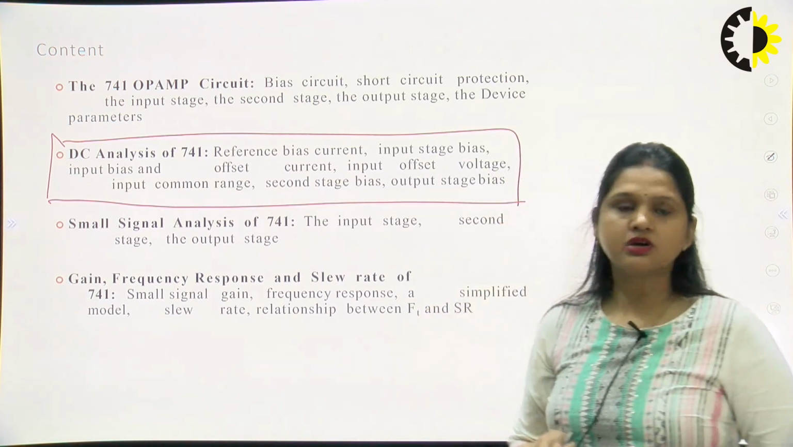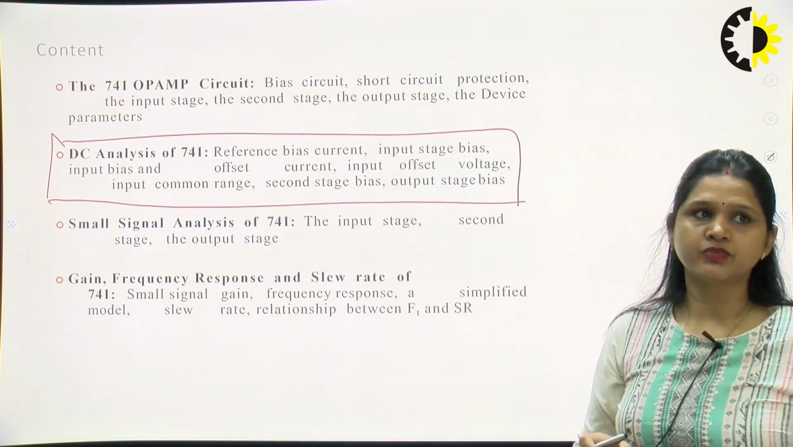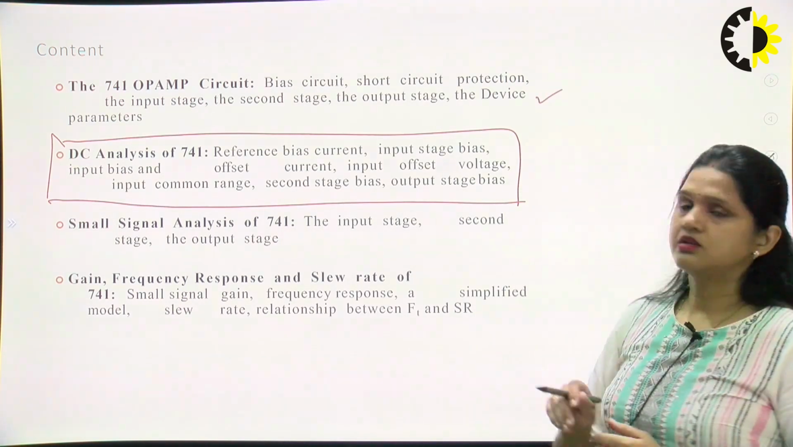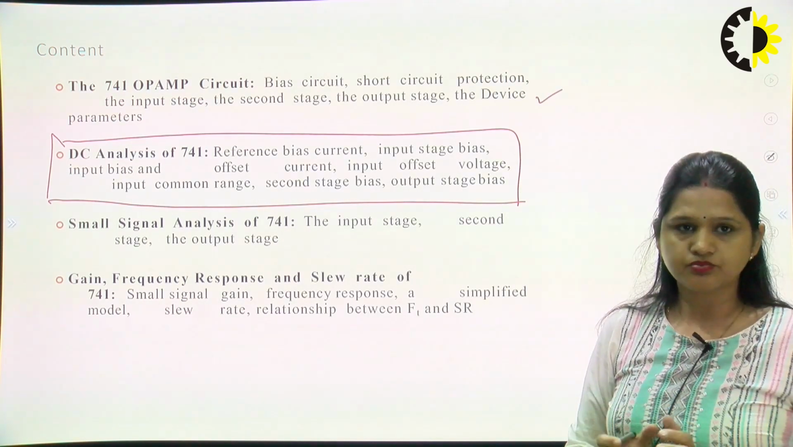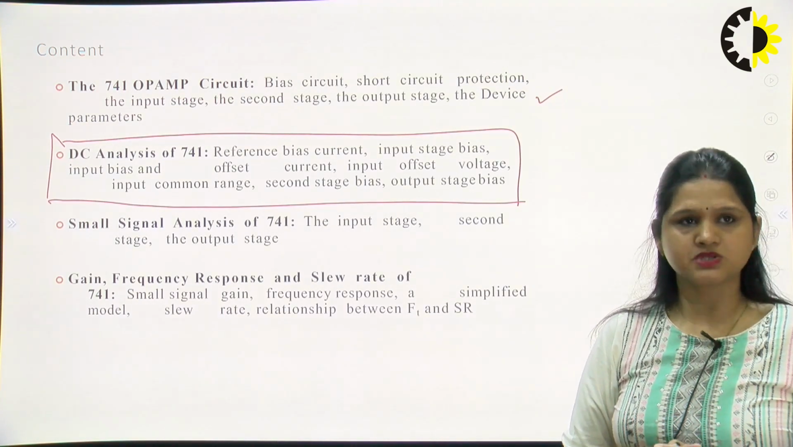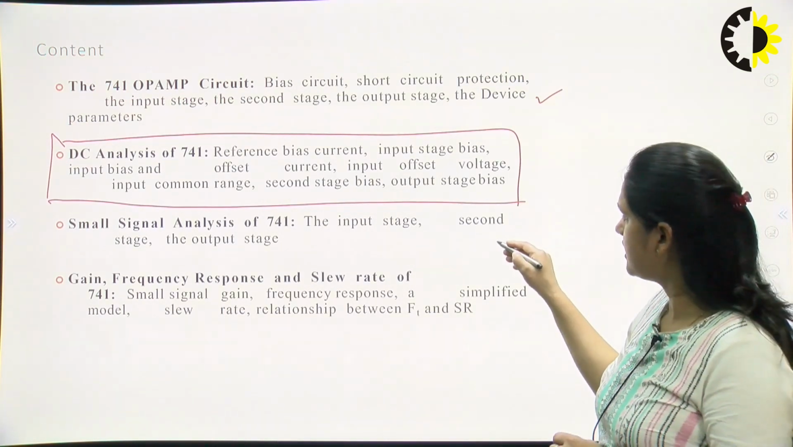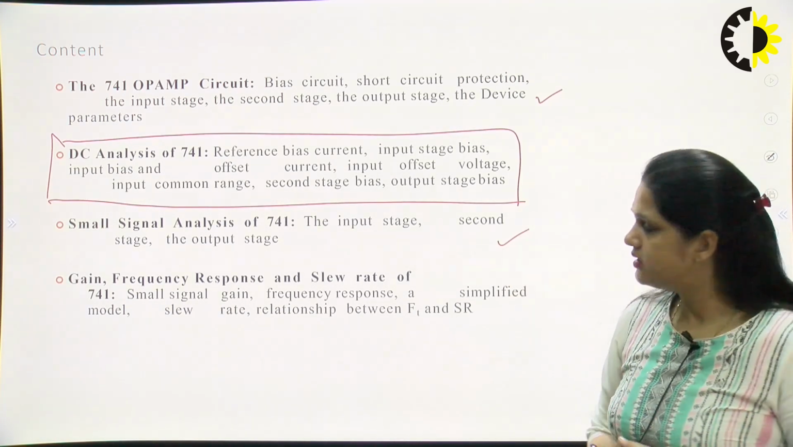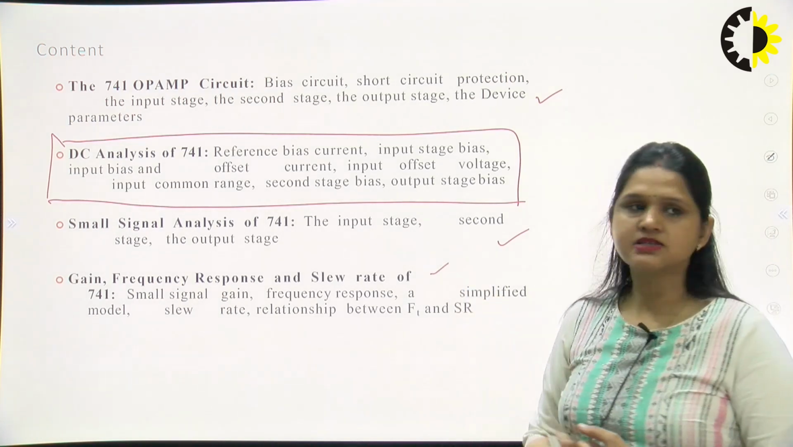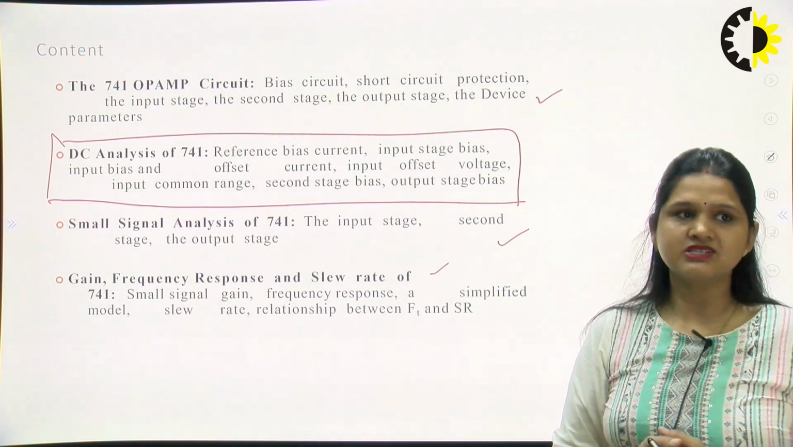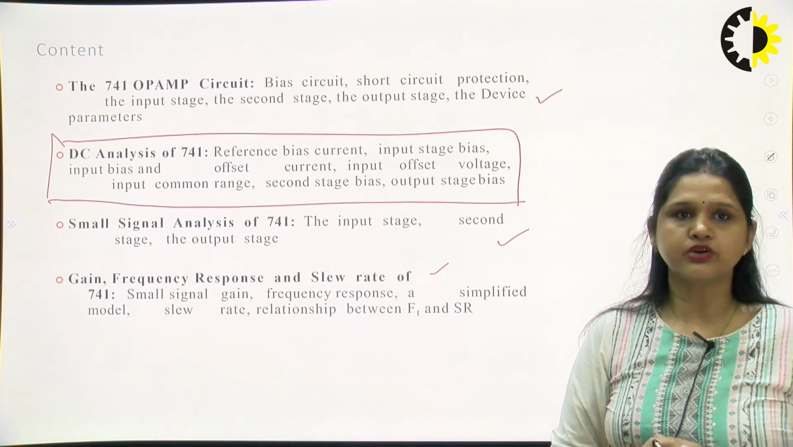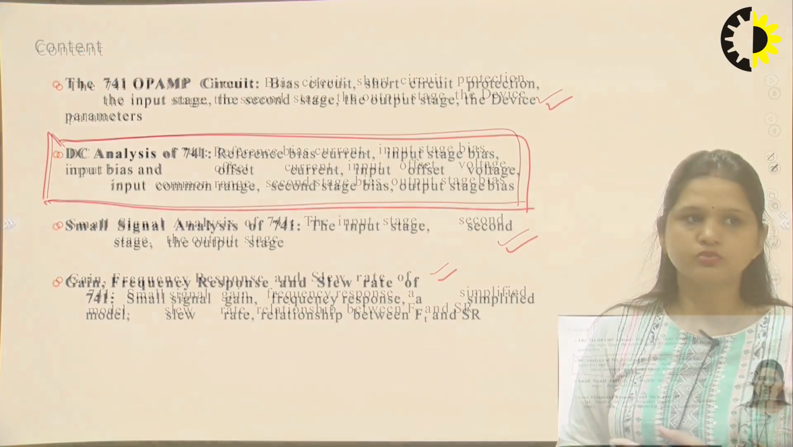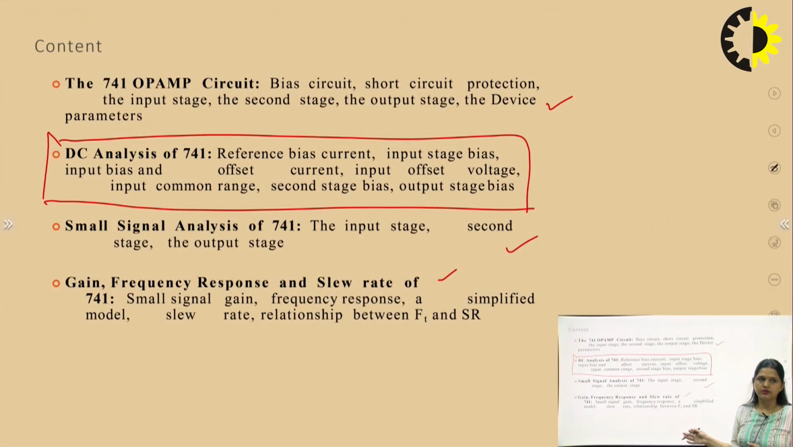The slide shows the content of Unit 1. Basically in Unit 1, the first topic is the basic introduction of the 741 op-amp circuit, then DC analysis, then AC analysis, which is also known as small signal analysis, then frequency response of 741 IC, and here you will see the frequency response and slew rate of 741 IC. The overall gain calculation will also be taken care of under this topic.